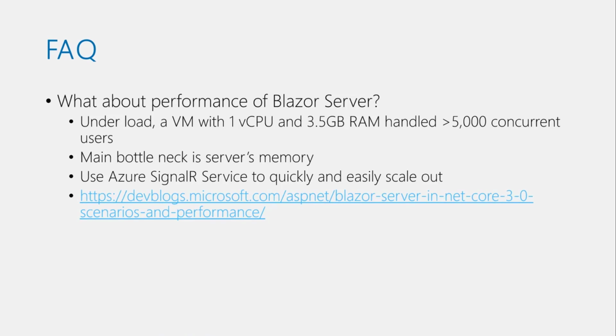So finally, getting to my question of what's the performance of Blazor Server, because you said you're offloading all of the UI rendering onto the server, and that's probably a huge load. The dev blogs over at Microsoft did some performance testing and scenarios. I noticed that a VM with 1 CPU and 3.5 gigs of RAM handled over 5,000 concurrent users. Basically the main bottleneck of all of it is the server's memory. You can also use Azure SignalR Service to quickly and easily scale out as you need to. So Blazor Server today is good enough to go out there.